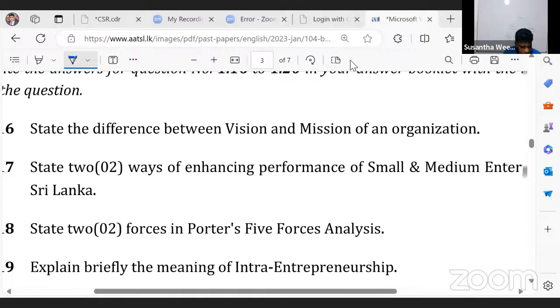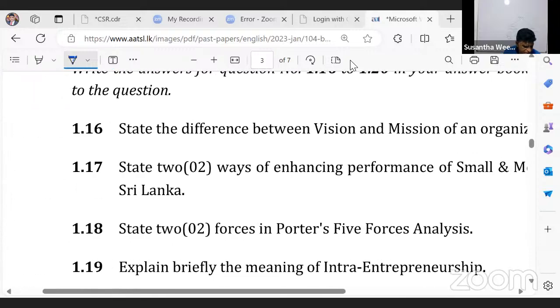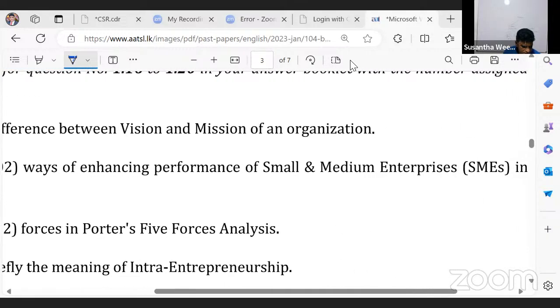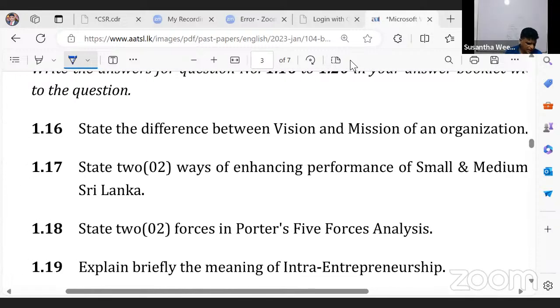State two ways of enhancing performance of small and medium enterprise in Sri Lanka. How can they? We can say, give them access to finance.